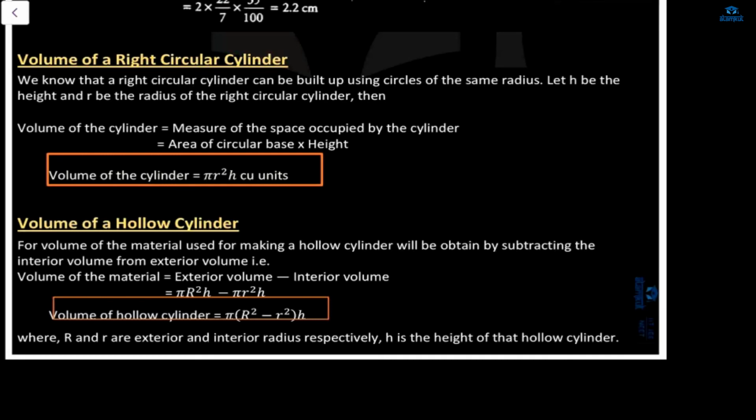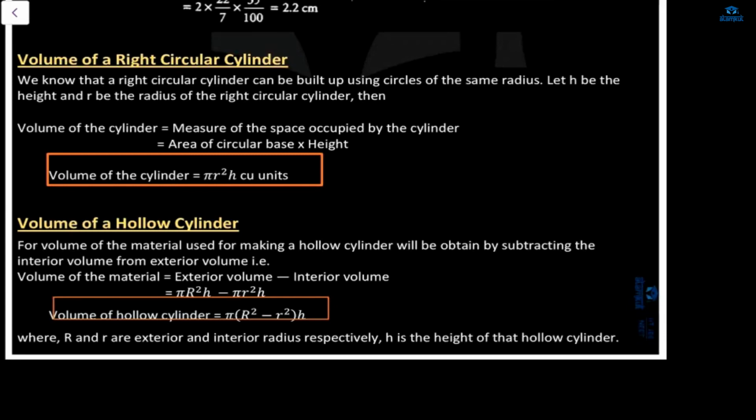So volume of the cylinder is equal to the area of the cylindrical base multiplied by height. How do you find the volume of a cube? Its base multiplied by height, length into breadth into height. Similarly, volume of cylinder: what is the area of the base? It is a circular base, so pi r square, and the height of the cylinder is h, so pi r square h. And the same will be for the volume of the hollow cylinder. Only difference is that instead of just r, because in a hollow cylinder R and r are there, so pi R square minus r square, bracket h.